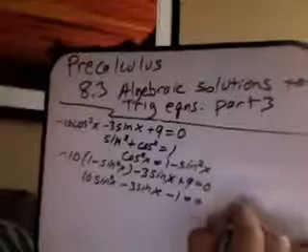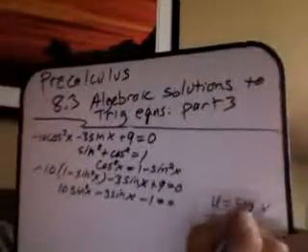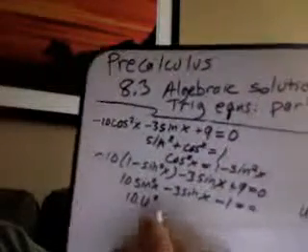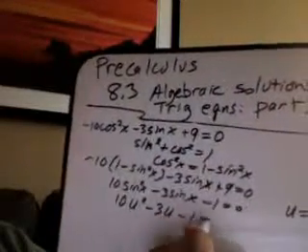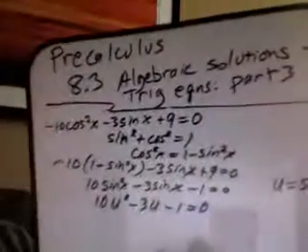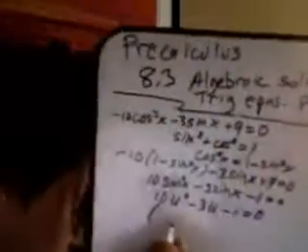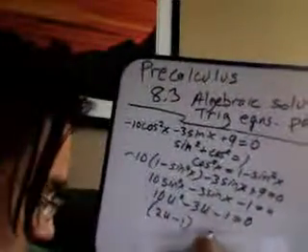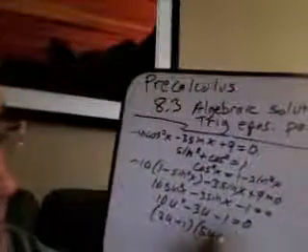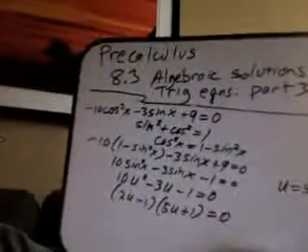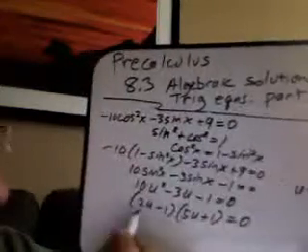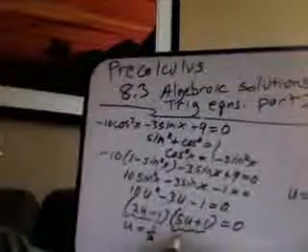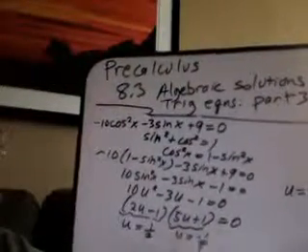Now we can say, hey, u is sine x, like we did before, and this turns into 10u squared minus 3u minus 1 equals 0. That's easy enough to factor. 2u minus 1 times 5u plus 1. I think that checks out. This means that u is 1/2, and this means that u is negative 1/5.